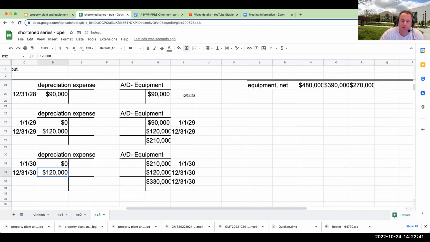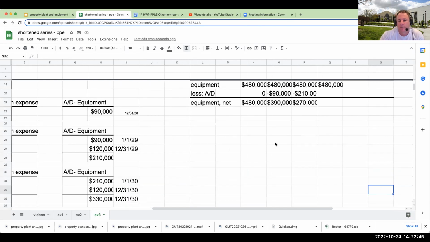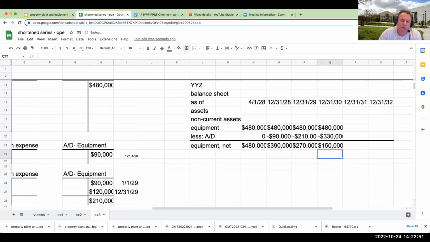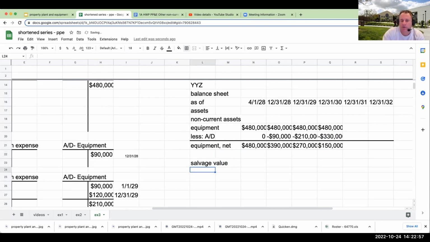So I record the depreciation expense, credit accumulated depreciation on the equipment. I'm going to come over here, and so my accumulated depreciation balance is now 330,000. When I go up here and add this, I now have 150. Let's remind ourselves, the salvage value is 120,000, right?